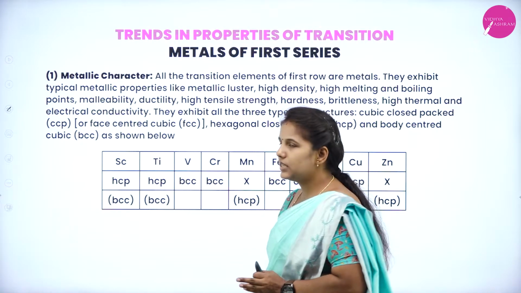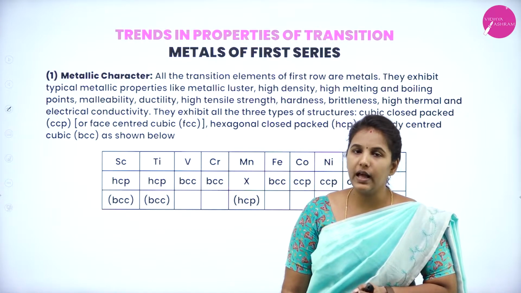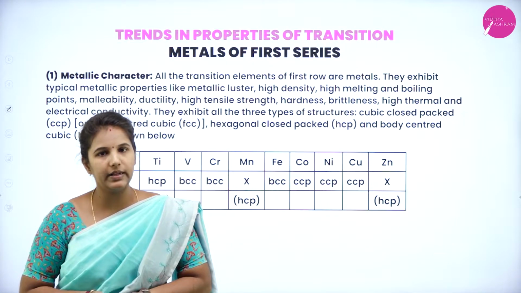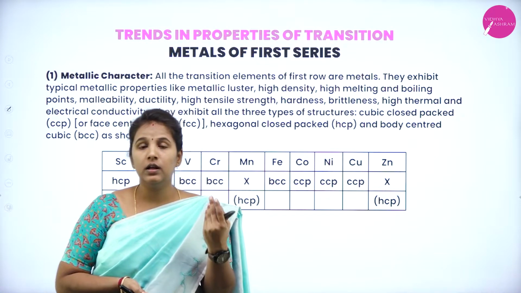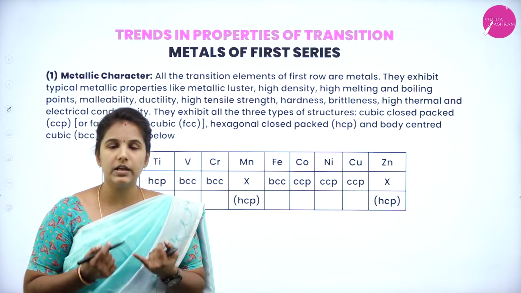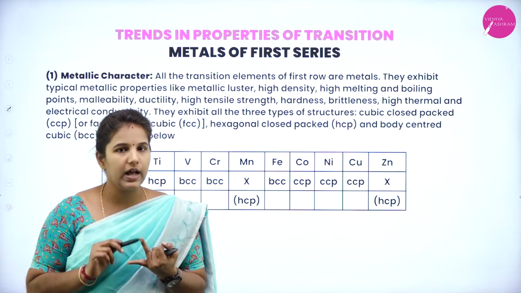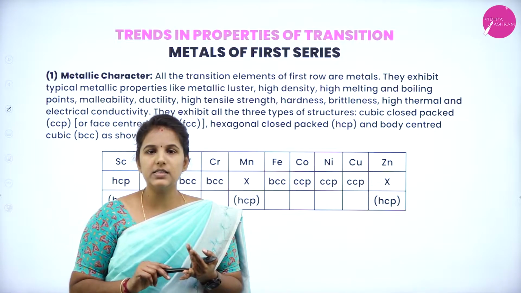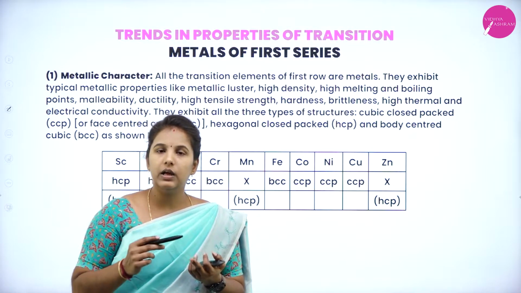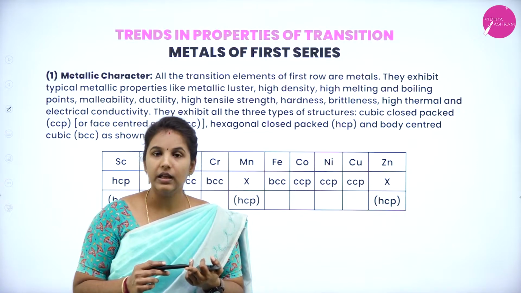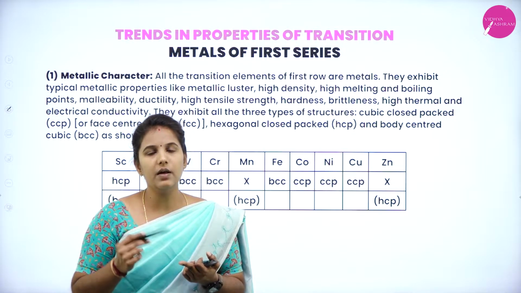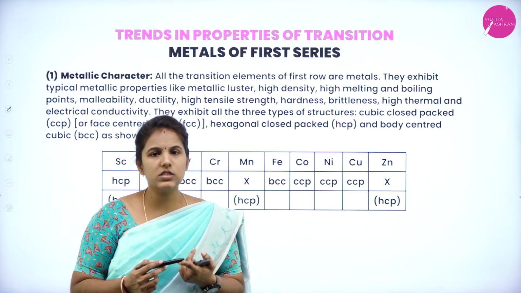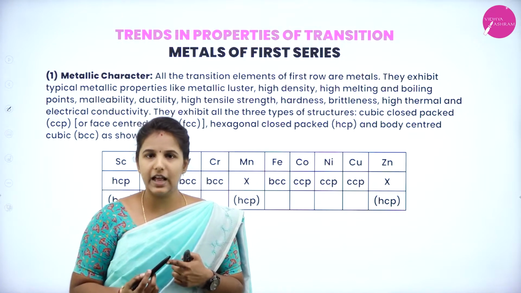Next, we have the trends in the periodic table. First, I'll go with the metallic character. I have already discussed that these d block elements are nothing but metals. We all know that if substances behave like metals, they are usually very hard and have a luster, which means they show a shiny appearance. Also, all these metals have high conductivity, both thermal and electrical. Is it right? They are very good conductors of heat and electricity, and they are malleable as well as ductile in nature.